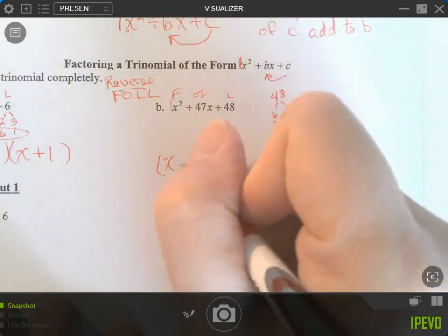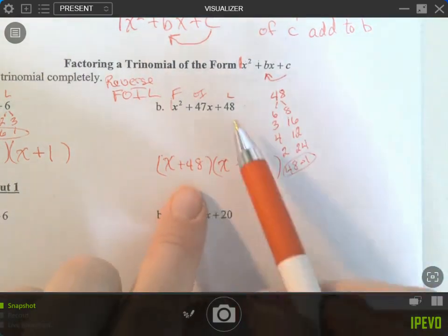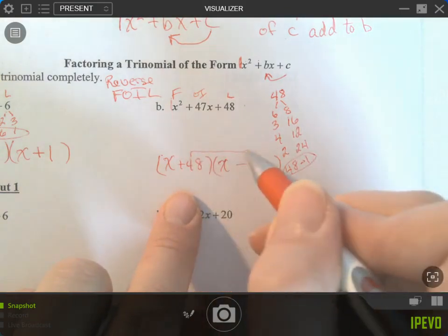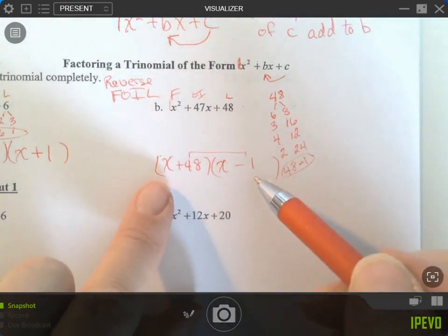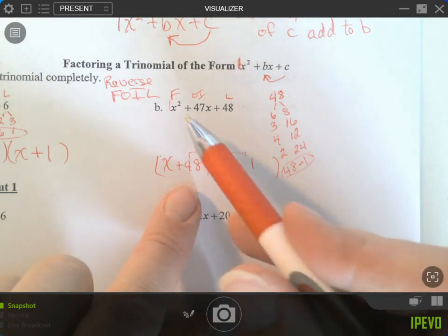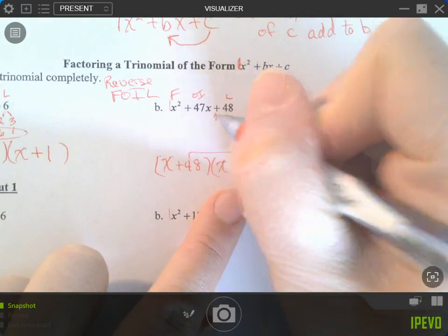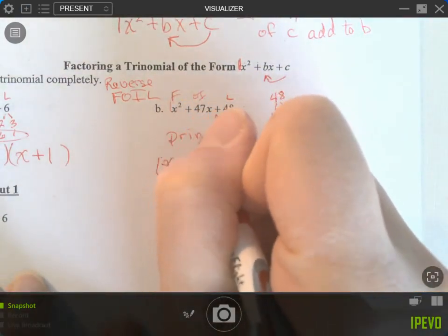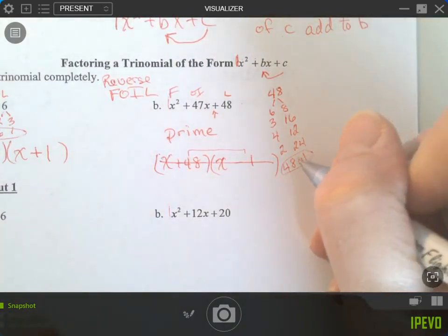The problem with doing that is I don't get a positive 48. What do I get? When I do my last, I get a negative 48. So by forcing the middle to be negative 1x and positive 48, which adds up to 47, I lost my plus sign there. So this one I'm going to cross off, and I'm going to tell you that it is prime or not factorable. But you do need to exhaust all possibilities. It's just, we didn't have the right combination.